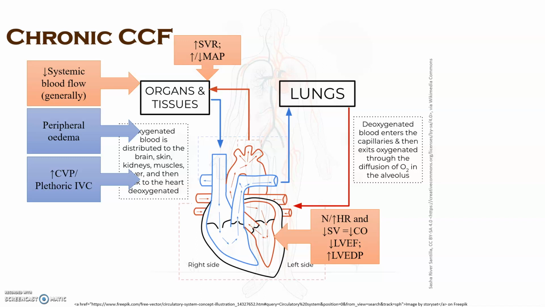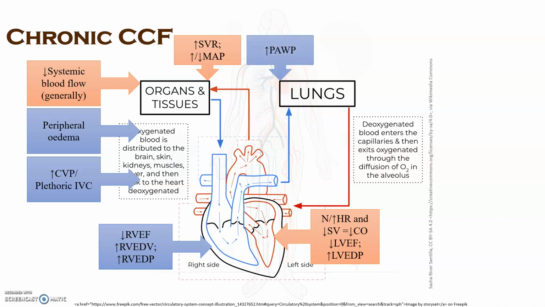As before, the CVP and IVC may be congested and plethoric because of the failing right ventricle, and this is really driven by a decrease in right ventricular ejection fraction and an increase in right ventricular end-diastolic volume and pressure. As we mentioned before, the failure of the left ventricle will lead to a backup of blood into the lungs, and an increase in pulmonary vascular pressures.